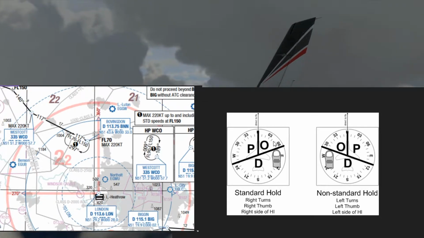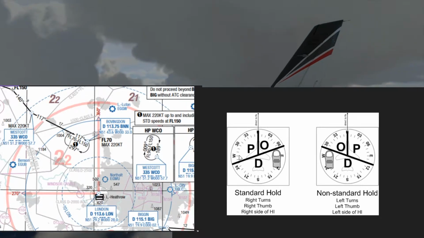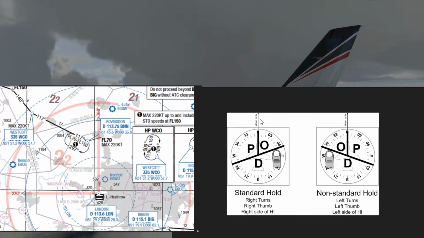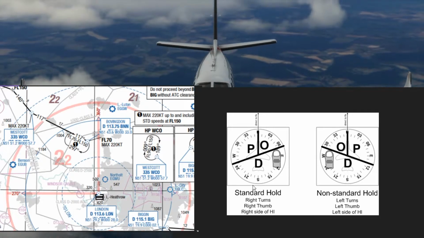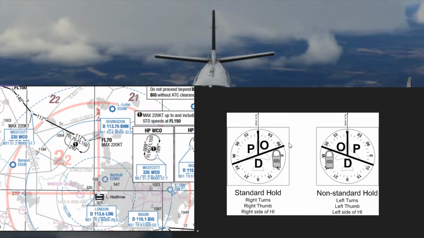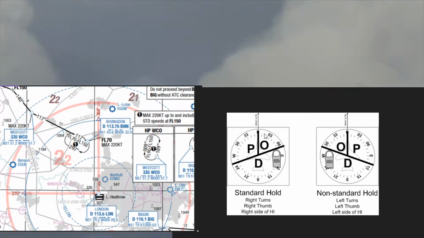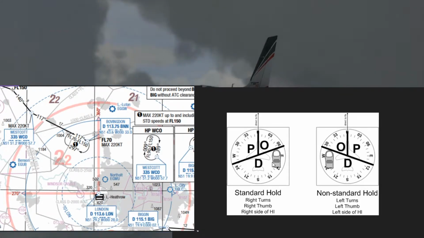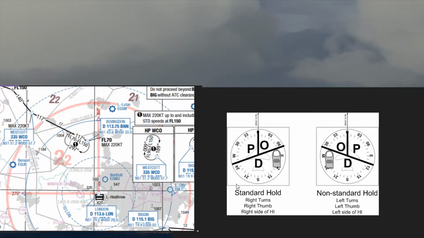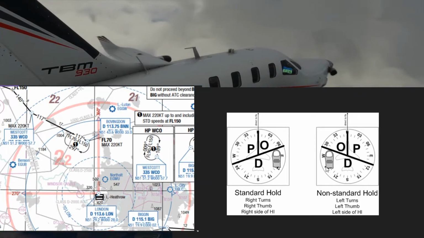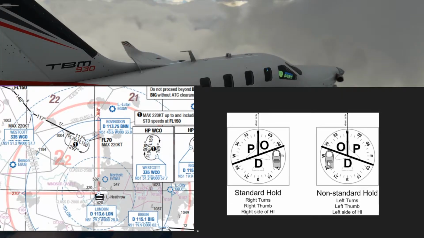What it is basically is using your compass or your HSI, horizontal situation indicator, and you're working it out just by looking at your inbound course and the direction of the inbound leg to the holding pattern, and then you put your thumb up. For a right hand turn, you'll put your thumb on the right side, and that'll be a standard hold. If it was a left turn, a non-standard holding pattern, then you would put your left thumb up and you would work it out this way.